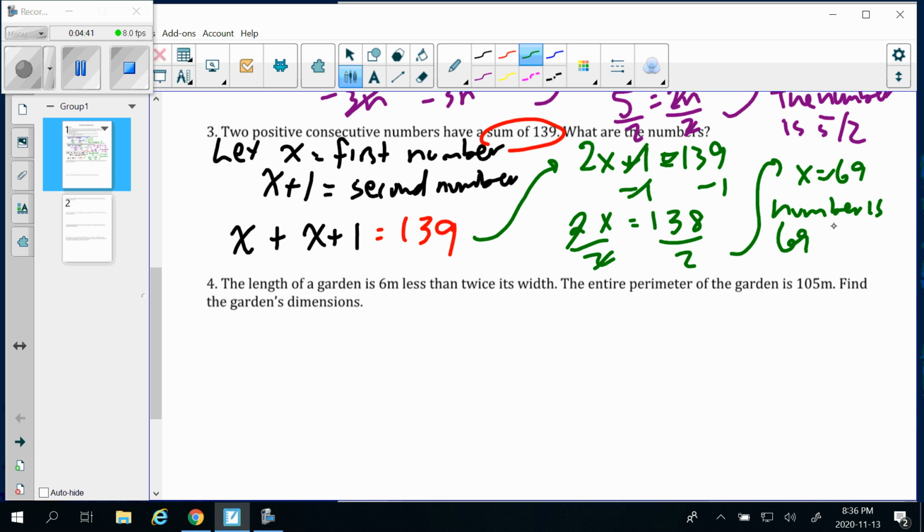And the number is 69. And you can check this just to see if the first number is, actually, I did not answer the question. They asked me for both the numbers. So I have to list that the numbers are 69 is the first one because that's x. And then 69 plus 1 would be 70, which is the second one. So you can add those together and see that indeed they do make 139.